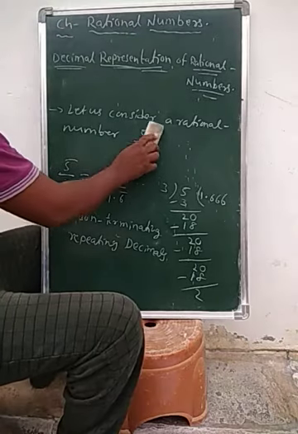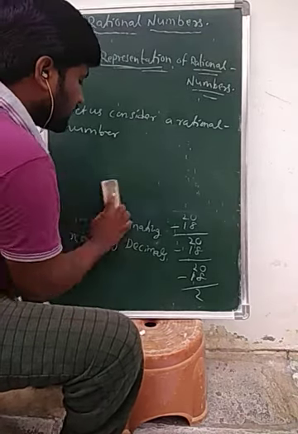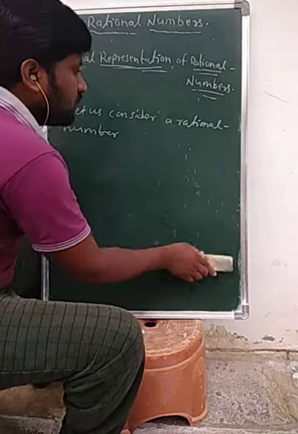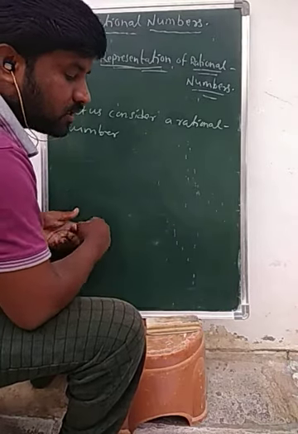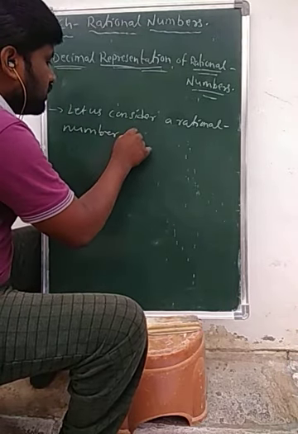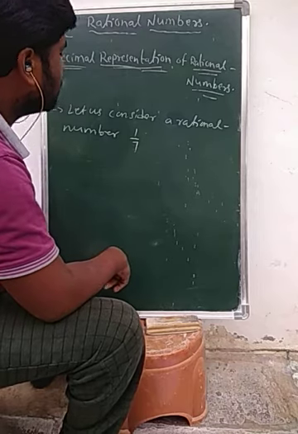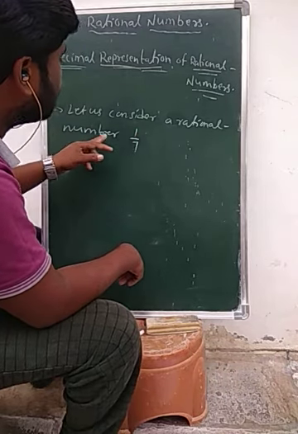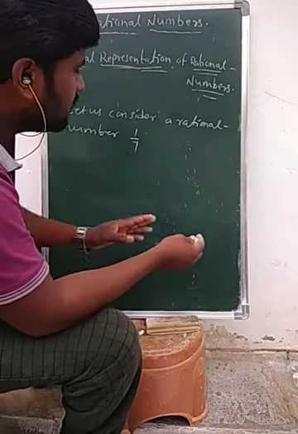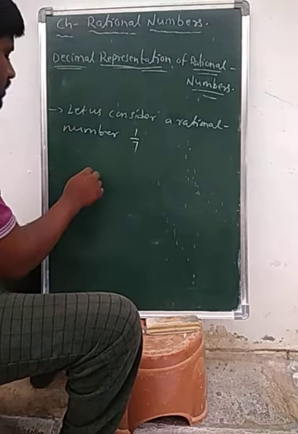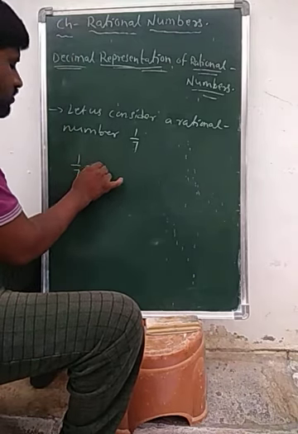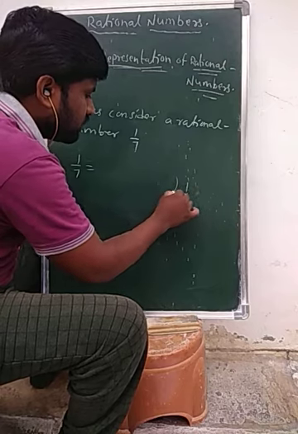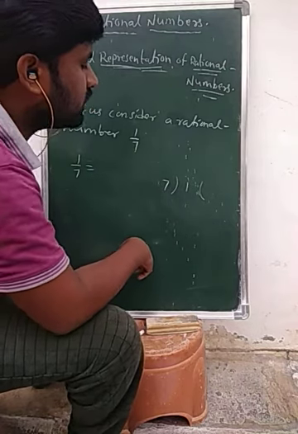Now consider another example. Let us consider a rational number 1 by 7. Now see its decimal form. 1 by 7 is equal to, first of all you divide 1 by 7.